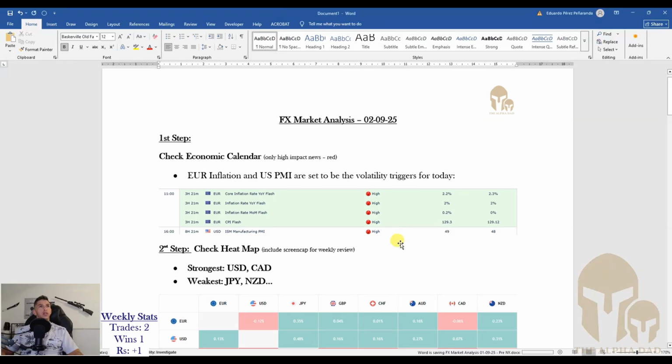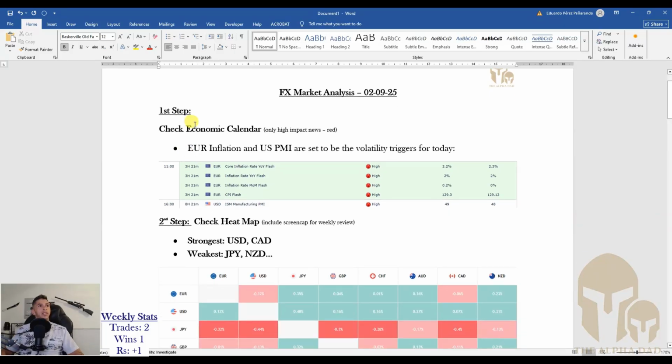Okay, so let's move on to today's analysis. I already did a little bit of the work here. We have Euro news at 11 and the Euro news are all related to inflation and CPI, so that is expected to generate some interesting volatility in Euro pairs. And then at 4 p.m. we have ISM manufacturing PMI from the States, also another interesting volatility injection.